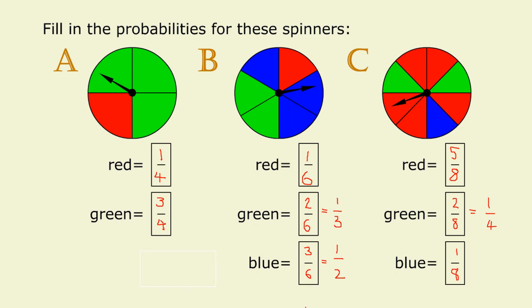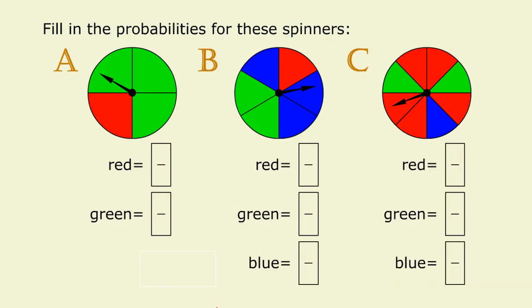If I asked you what was the probability of getting a black section on spinner A, what do you think you might have said there? Well, black is impossible, isn't it? There is no black section on spinner A. So impossible means we have a probability of 0. 0 means it can't happen. 0 means impossible, remember. Okay, good job.